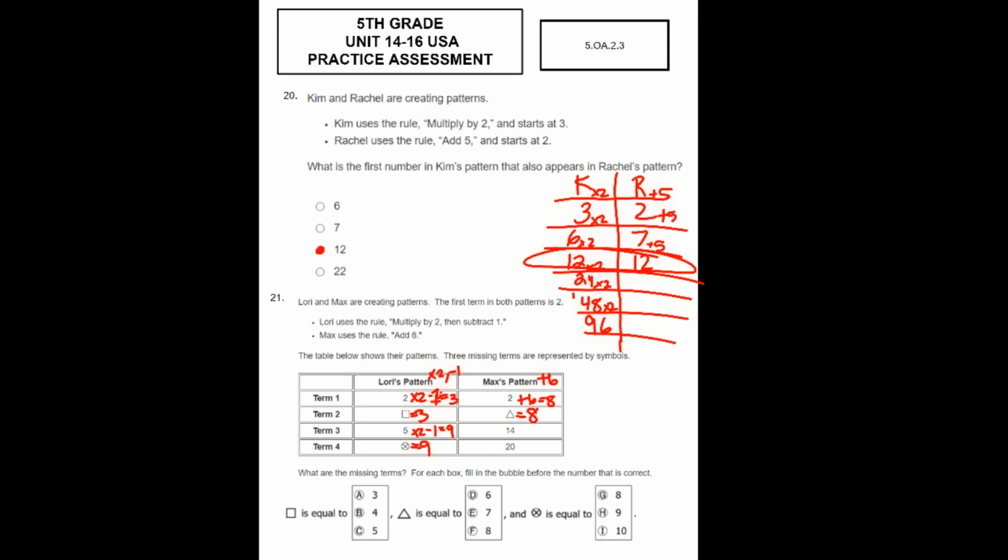So the square is equal to 3. The triangle is equal to 8. Sorry, I messed up. Triangle is equal to 8. The circle is equal to 9. Yep, and that's how you do it. Let's go on to the next set of examples.